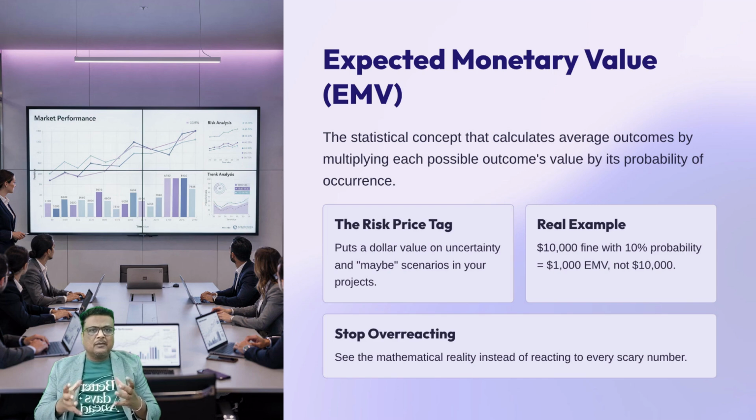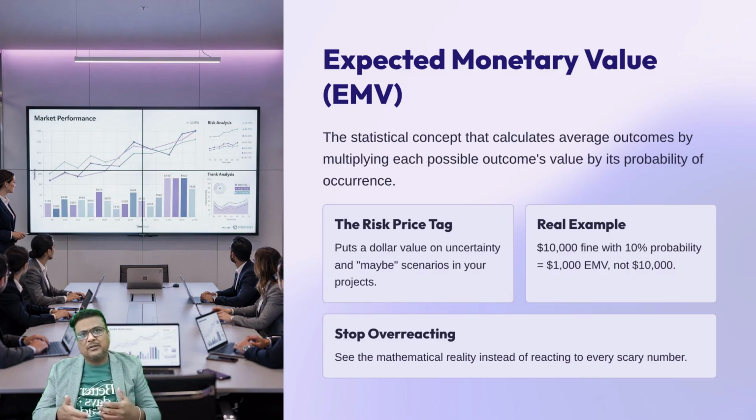Hello everyone. Today we are looking at the financial heart of risk management, expected monetary value or EMV. Formally, this is a statistical concept that calculates the average outcome when the future includes scenarios that may or may not happen by multiplying the value of each possible outcome by its probability of occurrence. In plain English, this is the risk price tag. It helps us put a dollar value on a maybe.